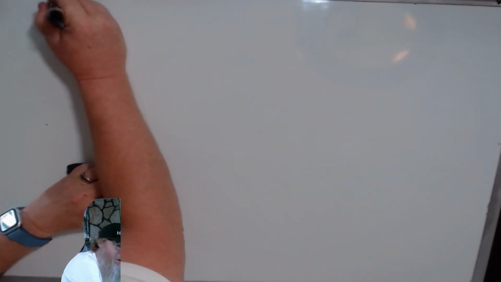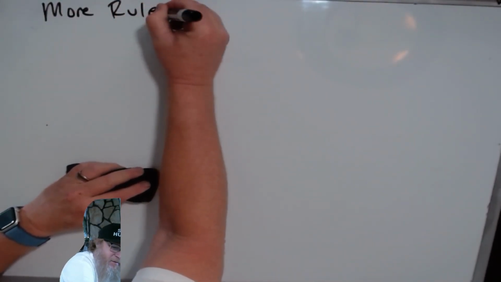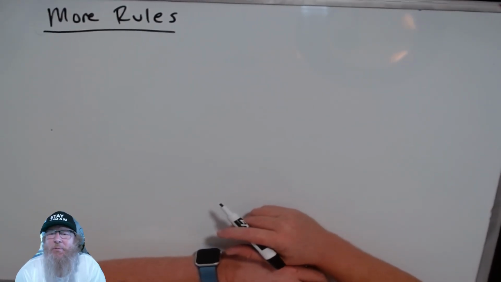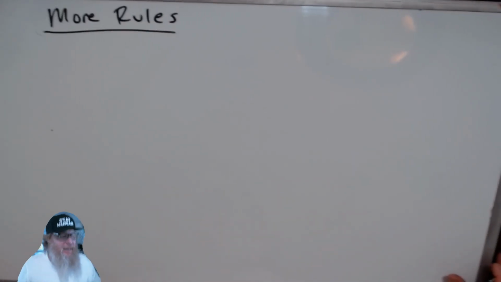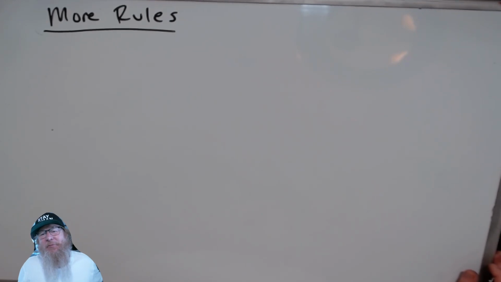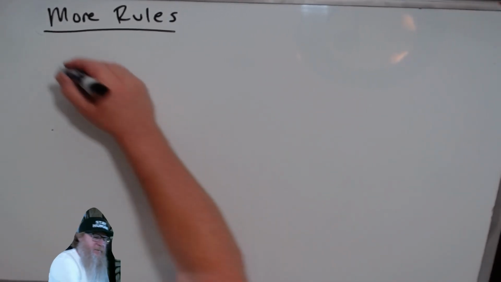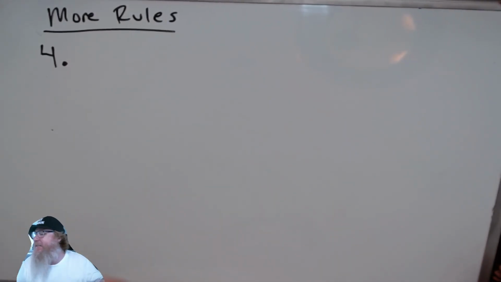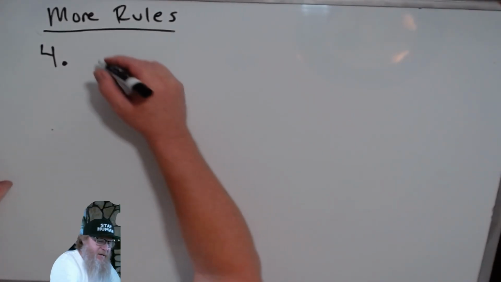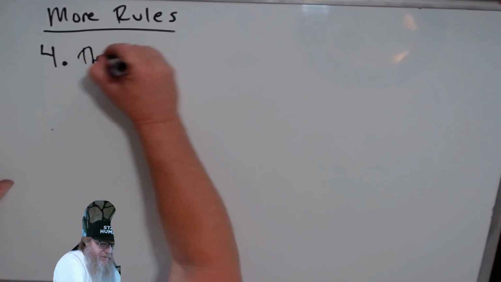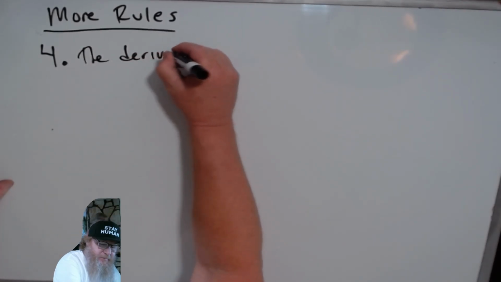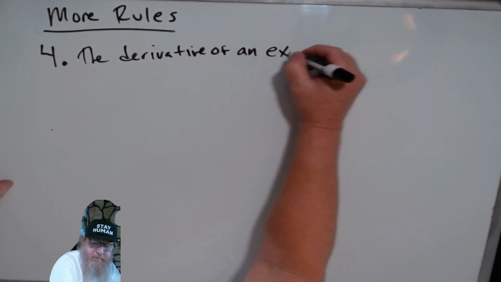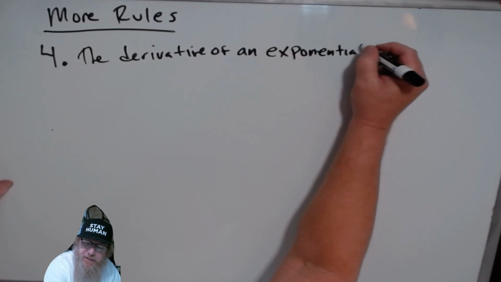So rule number 4. I hate that they're called rules too, by the way. We should call them properties or principles or something like that. But they're frequently referred to as derivative rules, and so I want you to hear me say it exactly the way somebody else would say it. So rule number 4, the derivative of an exponential. Which is different than a power.